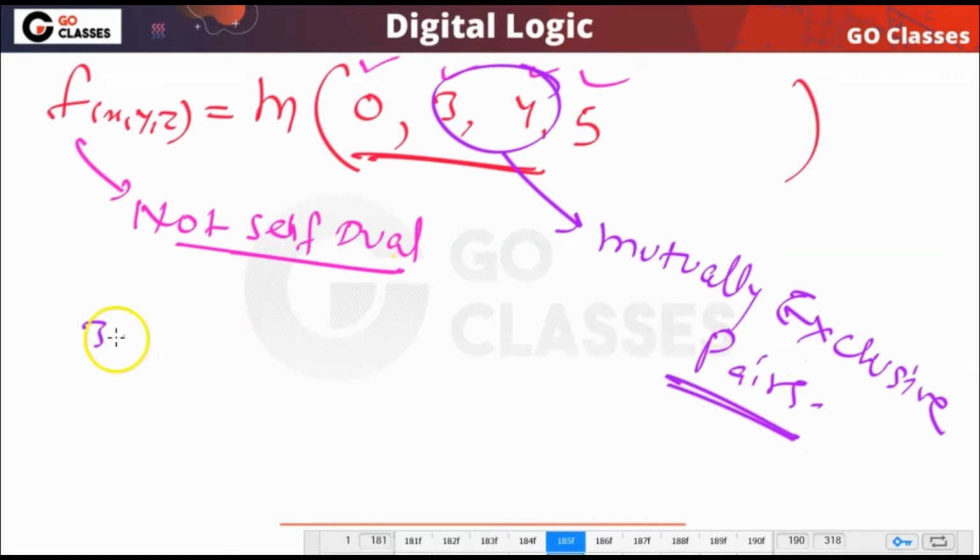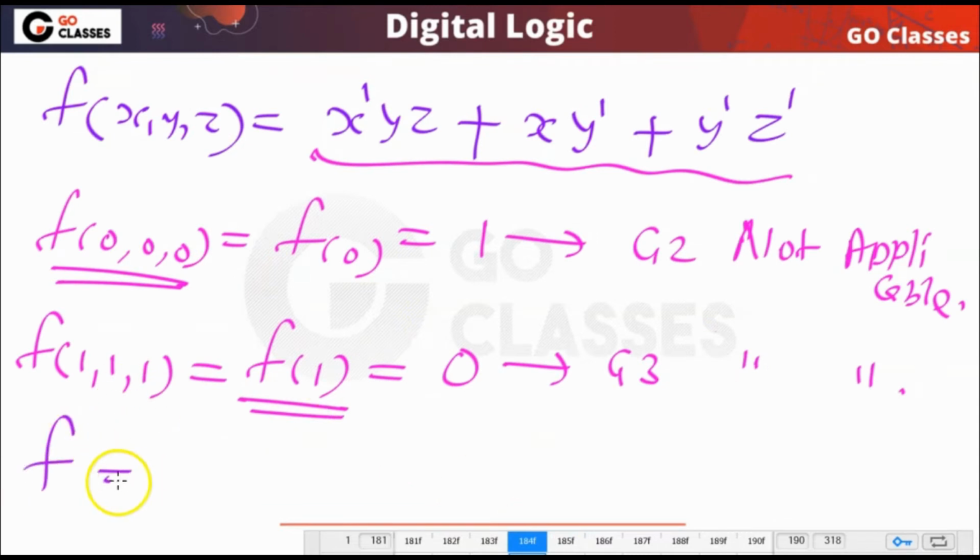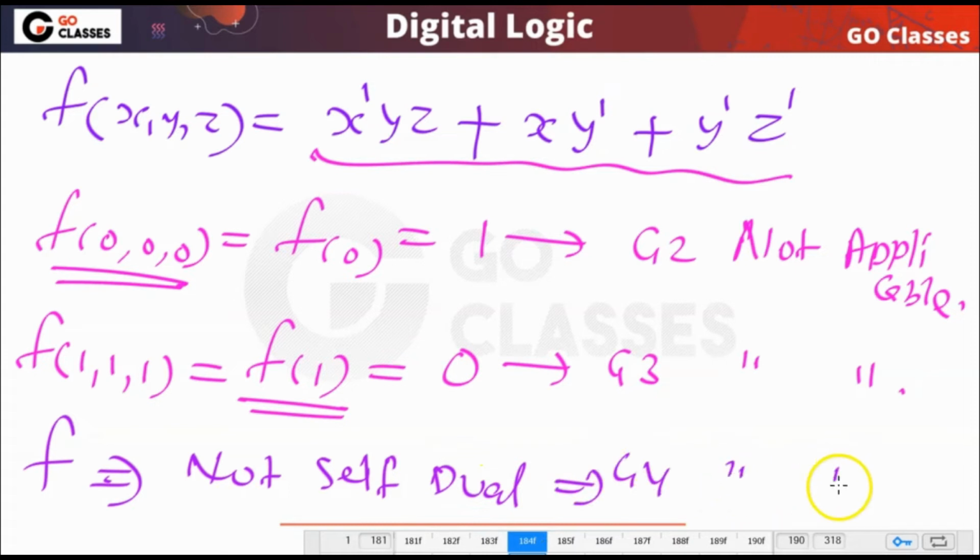You can notice this 3 means 0 1 1 and 4 means 1 0 0. So these are mutually exclusive pairs. If a function is self dual, then from every mutually exclusive pair, exactly one of them must be one, not both. But here you can notice they both are one. So this is also one, this is also one. That is the reason this is not self dual. So you cannot apply self dual also. This function is not a self dual. So this guideline also cannot work, so basically guideline 4 is not applicable.